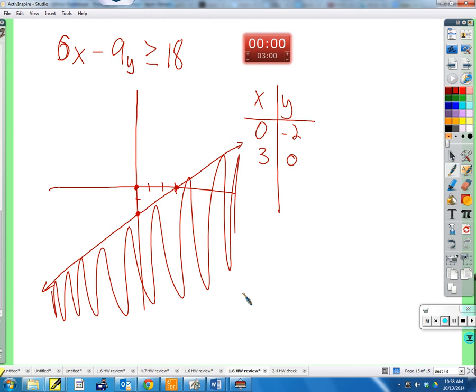So we must have picked a point that's from the blank area. It doesn't have any solutions. Wait, this one's a solid line. That's right, because it could be equal to and that would be just fine.